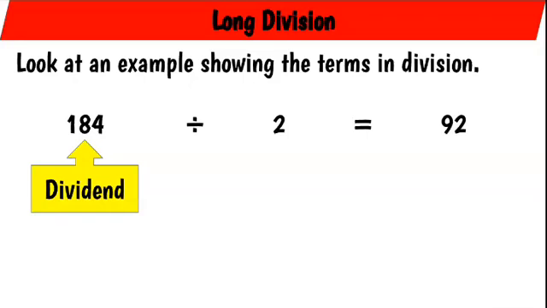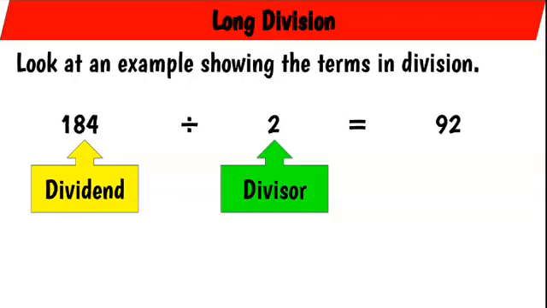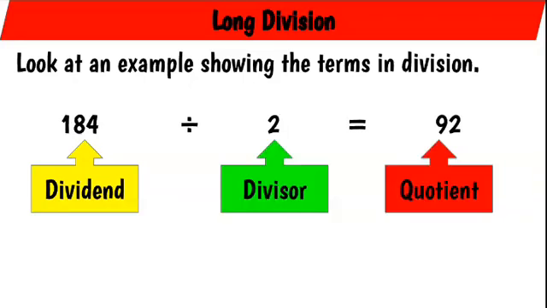184 being our dividend, 2 our divisor, and 92 the quotient. Now what do these terms tell us? What do these terms mean?